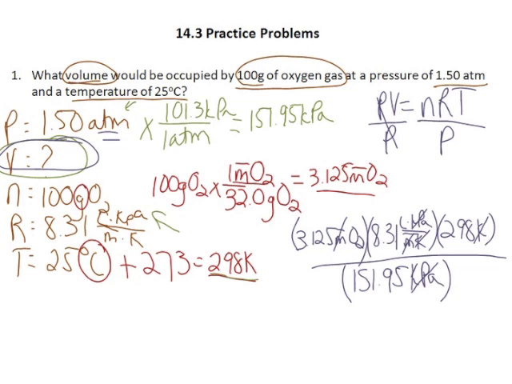Okay, I get 50.93 liters, okay? And if we want to look at significant digits, we can count it as 3. So 3 and 3, so we really need 3 significant digits, so we would say 50.9 liters. Now, what units did they ask for it in? They didn't even ask, so we're going to leave it in liters, okay?